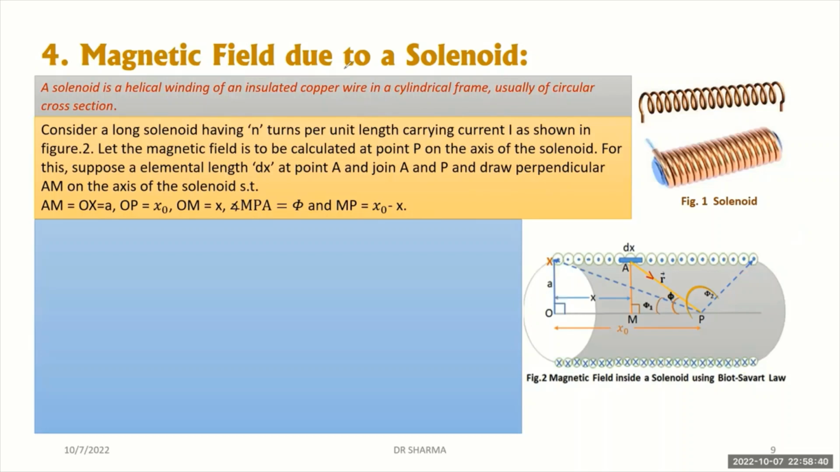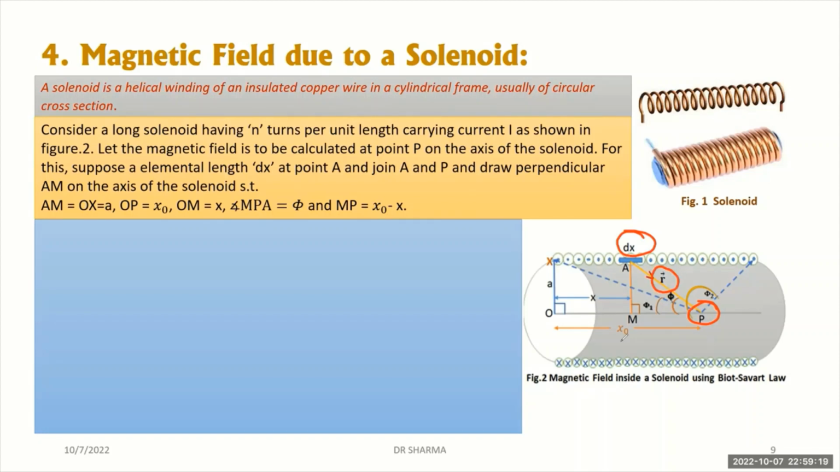We are going to use Biot-Savart Law to find the magnetic field inside the solenoid. Let the field point P lie on the axis of the solenoid. To use Biot-Savart Law, we need to consider an elemental length. Suppose elemental length dx at point A. Then join A and P such that AP is equal to R.